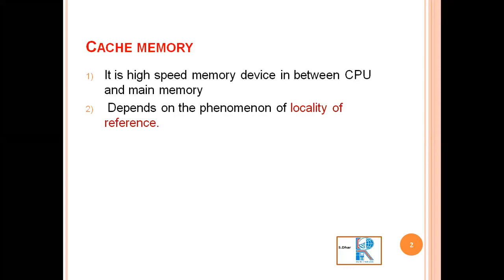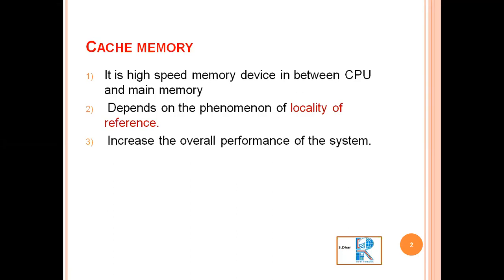Now here it is written that it is a high speed memory device in between CPU and main memory, and it depends on the phenomena of locality of reference. What is locality of reference? I will tell later. And it will increase the overall performance of the system. This is the cache memory. Cache memory is one of the important parts in the computer organization and in the memory organization of a system.